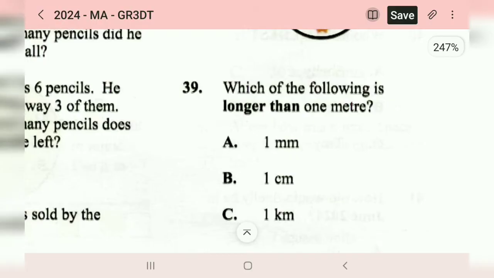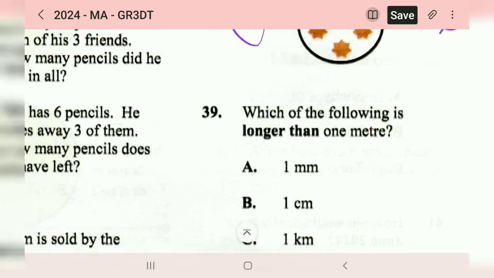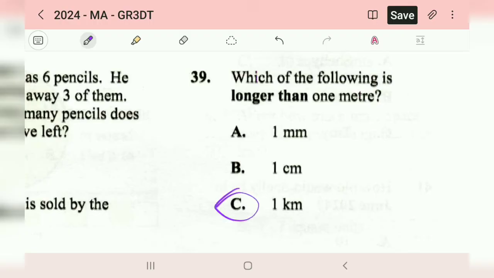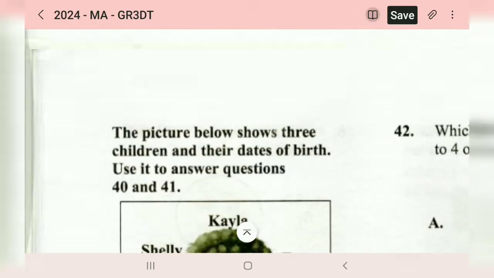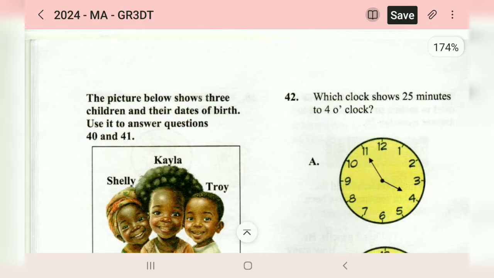39. Which of the following is longer than 1 meter? A says it's 1 millimeter, 1 centimeter, 1 kilo. When you hear kilo, we're thinking 1,000. We know it's 1,000, which is 1 kilometer. Moving on to children again.